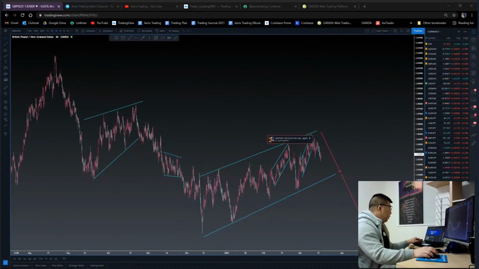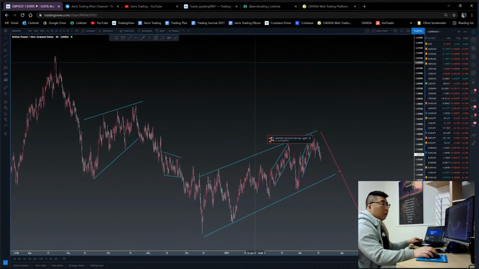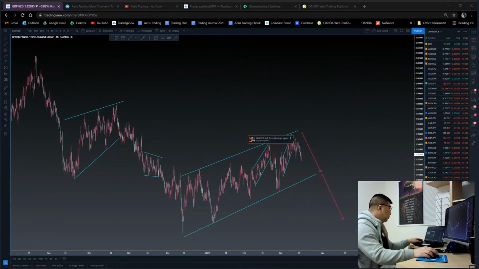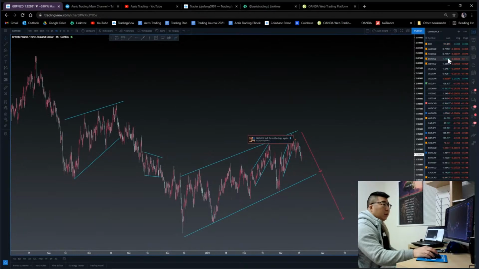So that's what I see on Pound Kiwi. Any question, guys? Any question on the currency pair before I jump into other things? So let's move on to other things here. No question.